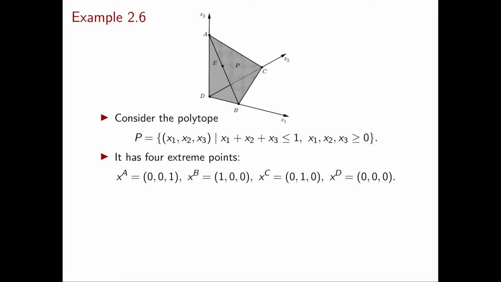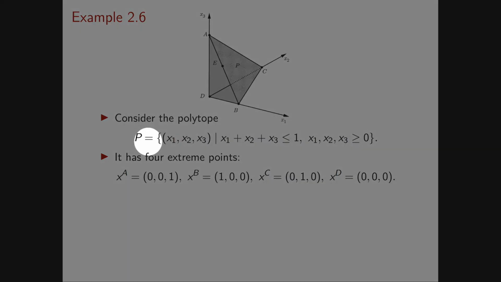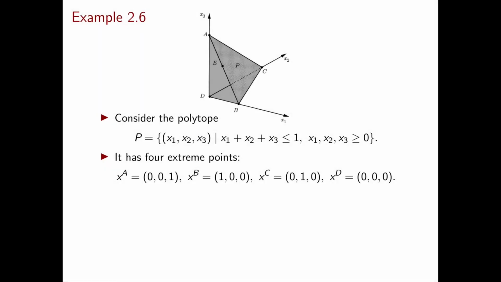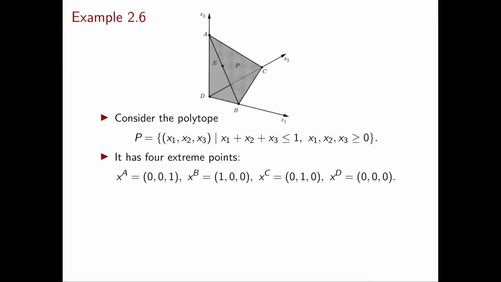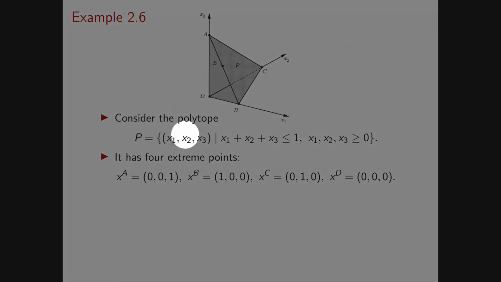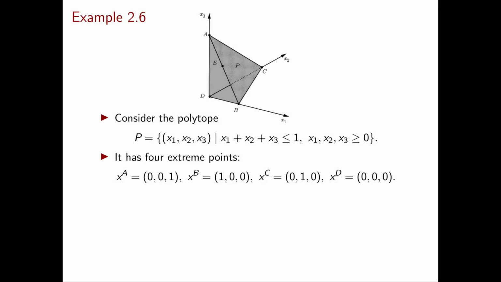Let's consider, for example, the polytope P in R^3, described by non-negativity constraints and x1 plus x2 plus x3 less than or equal to 1. This is the polytope highlighted in gray in the picture above, and it has 4 extreme points, namely the origin, and the vectors (1, 0, 0), (0, 1, 0), and (0, 0, 1). So now how can we check these two different types of representation? Well, one direction is to pick any vector in P and check that it can be written as a convex combination of the 4 extreme points.